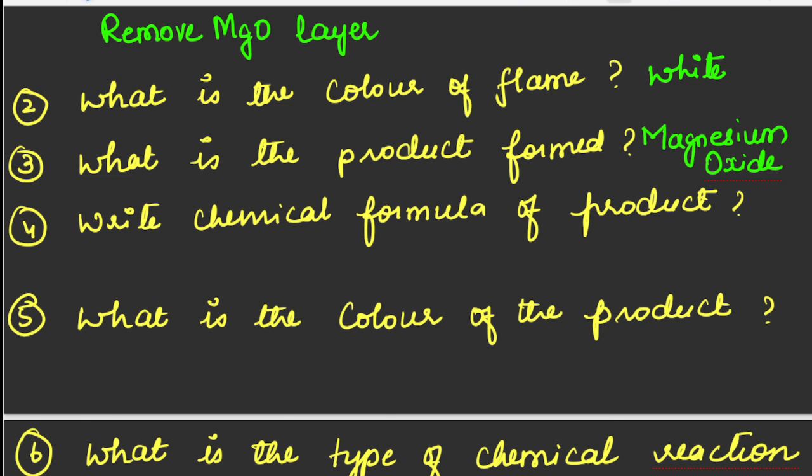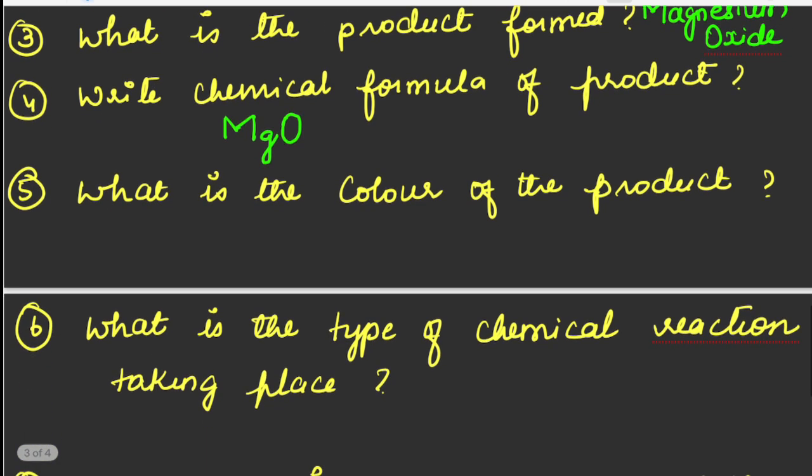The next question is the fourth: write the chemical formula of the product. The product here will be magnesium oxide. What is the formula for this? The formula is MgO, Mg for magnesium, and O should be capital. Magnesium oxide is the product formed. The next question is, what is the color of the product? The color of the product, that is magnesium oxide, is white in color. It is a white powder. So you will write white.